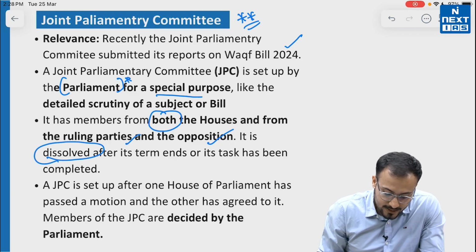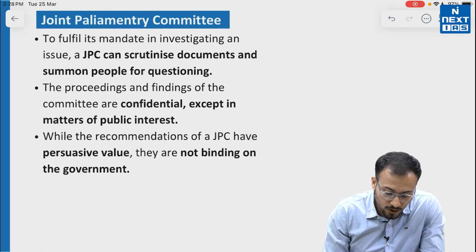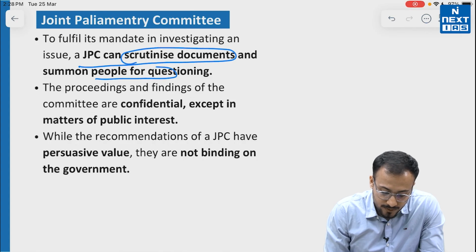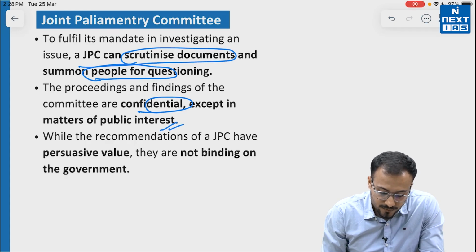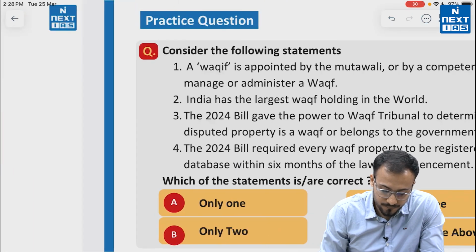A JPC is set up after one house of the Parliament has passed the motion and the other has agreed to it. The members of the JPC are decided by the Parliament. To fulfill its mandate in investigating an issue, the JPC can scrutinize documents and summon people for questioning. The proceedings and the findings of the committee are confidential except in matters of public interest. While the recommendations of a JPC have persuasive value, they are not binding.